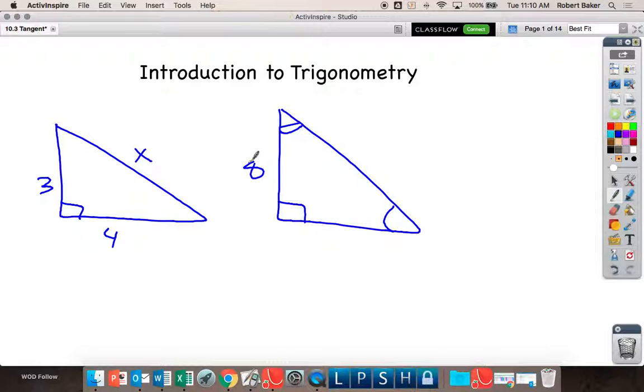So in this scenario, I have two angles and one side length. That's a 45, 45, 90. I can multiply by the square root of 2 all the way around. Now here's where we're going.